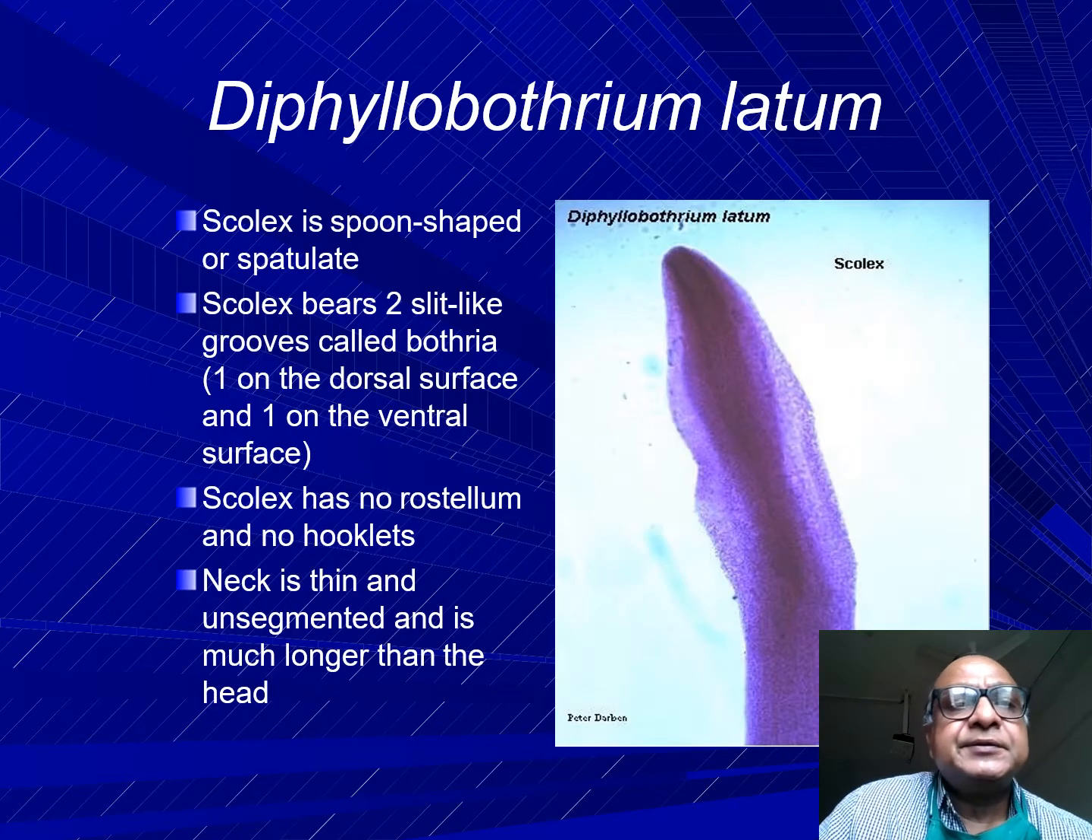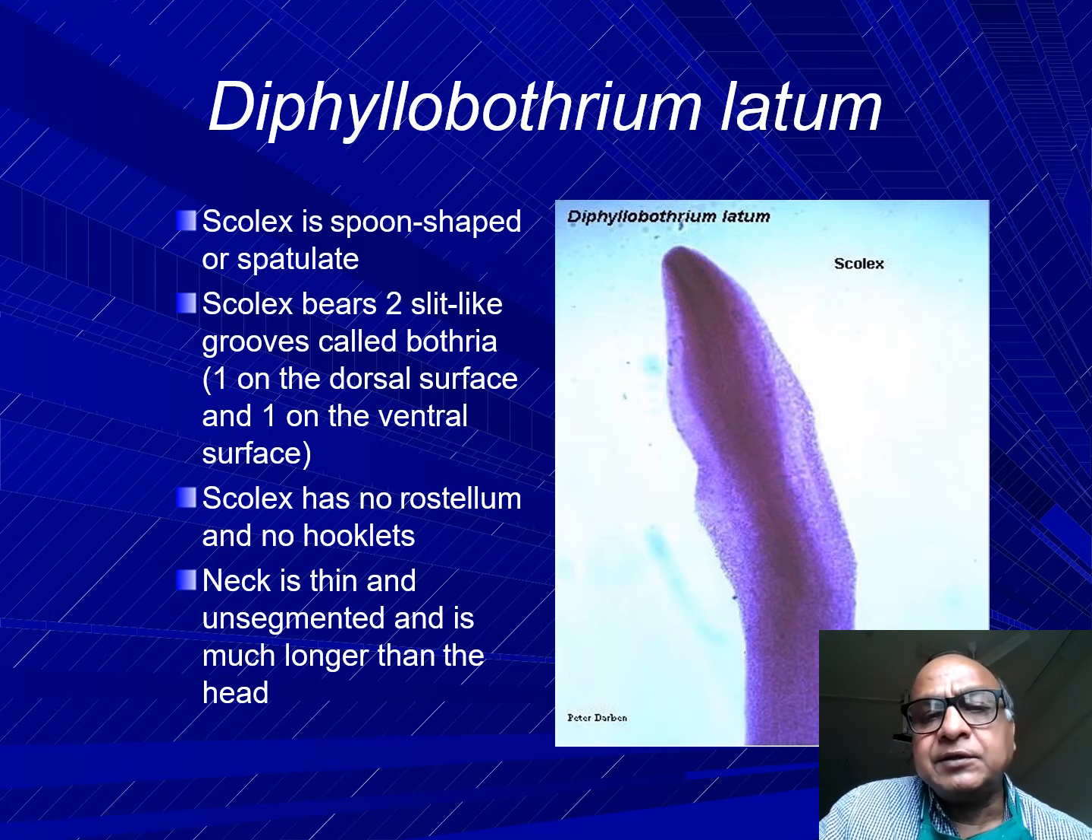The structure of the head you are seeing is typical of Diphyllobothrium latum. The scolex is spoon-shaped or spatulate because it bears two slit-like grooves called bothria, one on the dorsal surface and another on the ventral surface. No rostrum, no hooklets. The neck is thin and unsegmented and is much longer than the head.